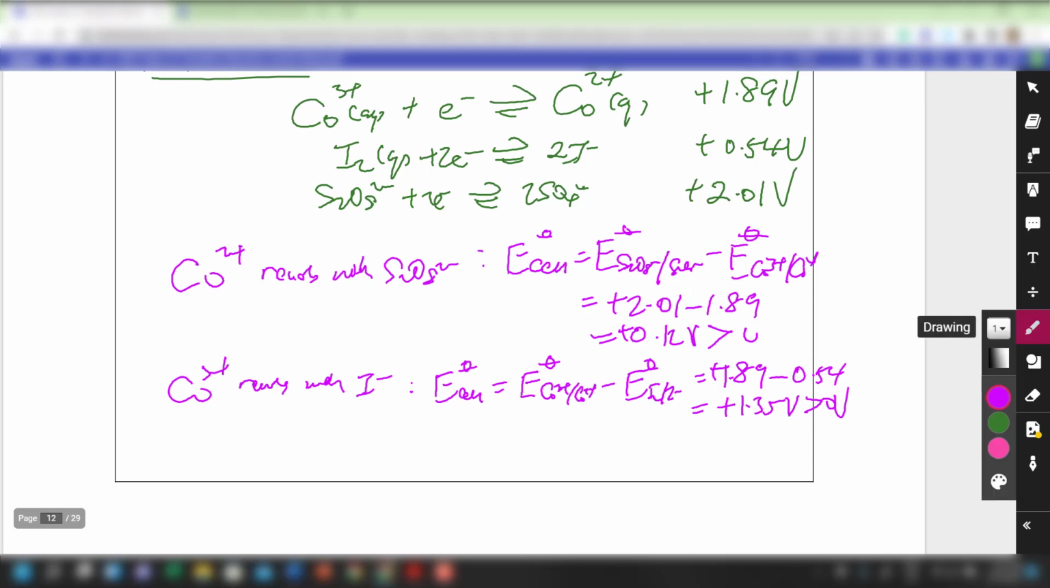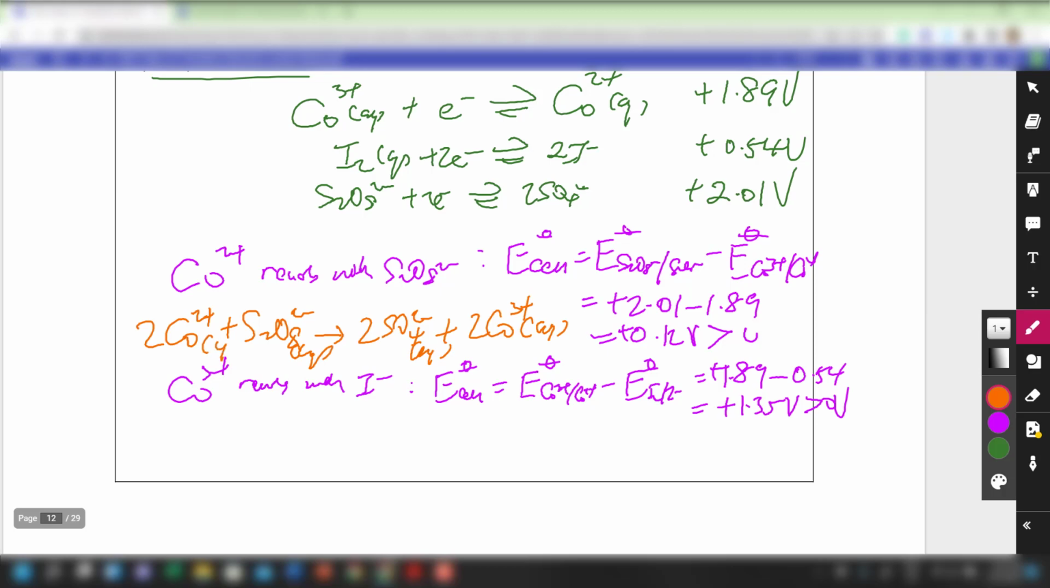Are we going to write a balanced equation for the reaction? Yes, of course we're going to write a balanced equation. So the balanced equation for this will be 2 Co2+ + S2O8 2- giving 2 sulfates plus 2 Co3+. And then after that, we have 2 Co3+ + 2I- giving 2 Co2+ plus I2.